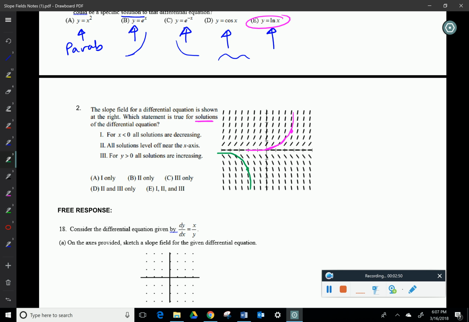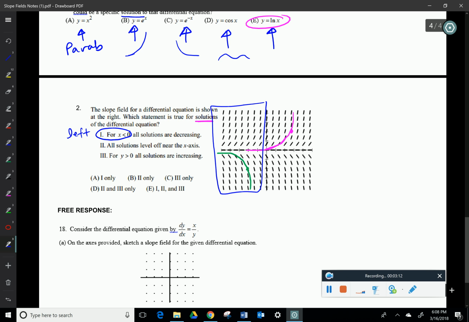So look at our choices here. It says for x less than 0, so that means when you look at the left side of the y-axis, all solutions are decreasing. Well, if I'm looking over here in this part of the graph, all solutions are not decreasing. I mean, up here they're increasing, right? If it's down here, yeah, they're decreasing. But that one is definitely not true. Okay, so we'll say that one is false.